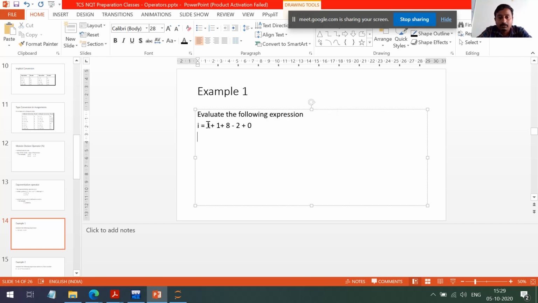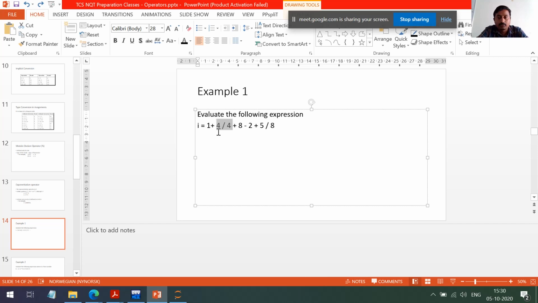Then we have this plus, so it will be 2. Then this addition will be performed, so we will get 10. Then we have the minus symbol. This is performed, that is 8, and then finally 8 plus 0 will be 8. So the final result of this expression is 8.